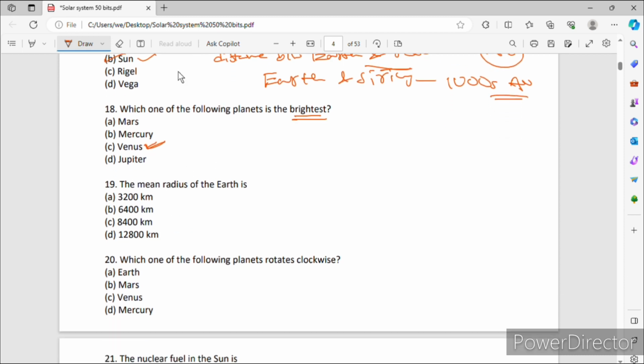And see the next question. The mean radius of the Earth. See friends, earlier I told that Earth's diameter is 12,756 kilometers. Let's say around 12,800 kilometers. So this is the diameter. If you divide by 2, you will get the radius.